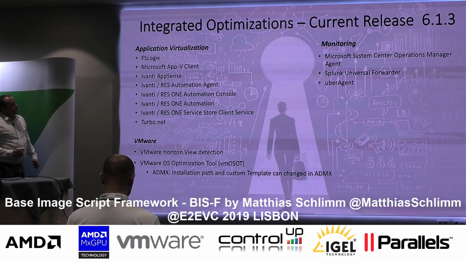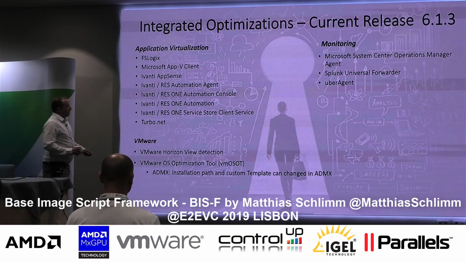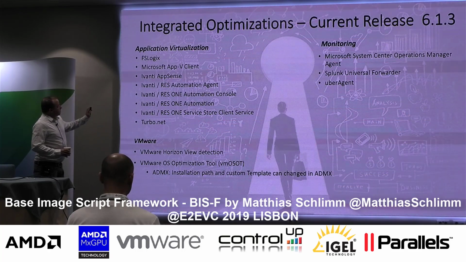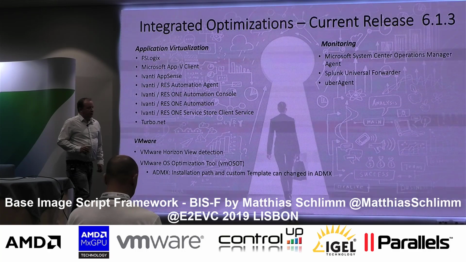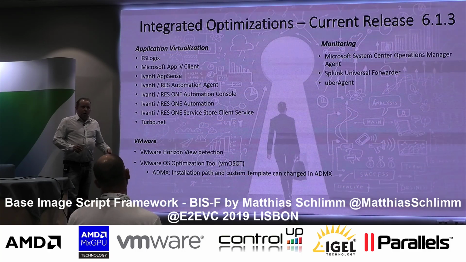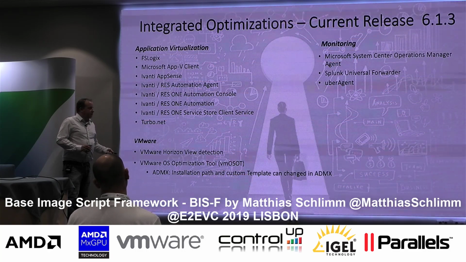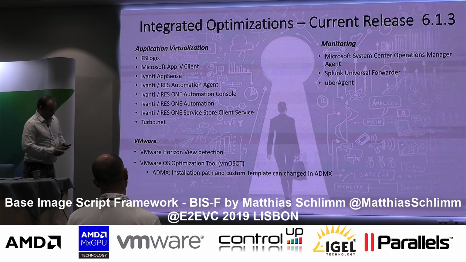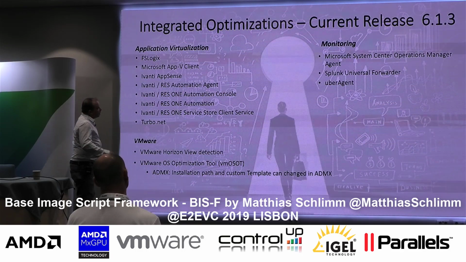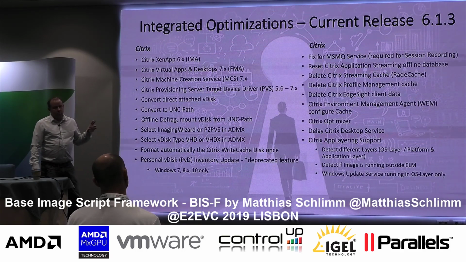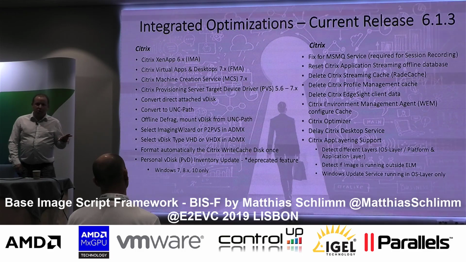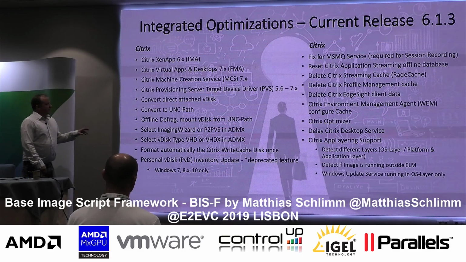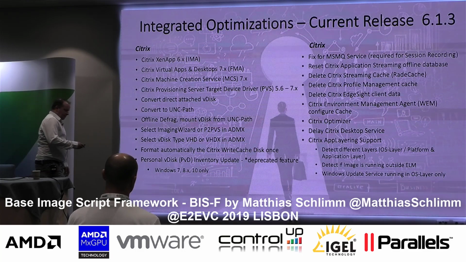Also, for monitoring, VMware, and all the other things that you can see on the screen. Mostly, some of these things are configured via ADMX, if possible. If you have no entry inside of the ADMX, you must do nothing. BIS-F takes care of it if it runs with the rest. So for Citrix, that's a huge list at the moment, and a little bit huger in the next version.